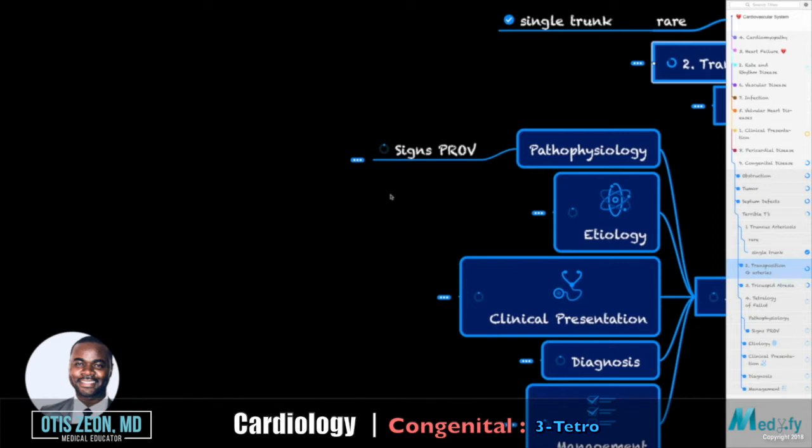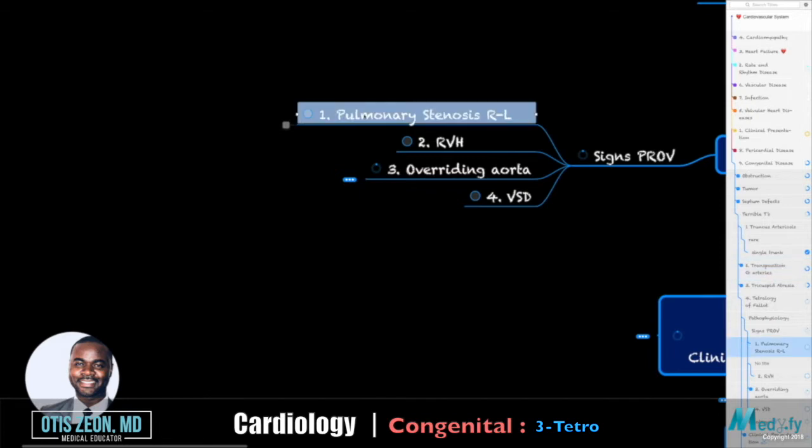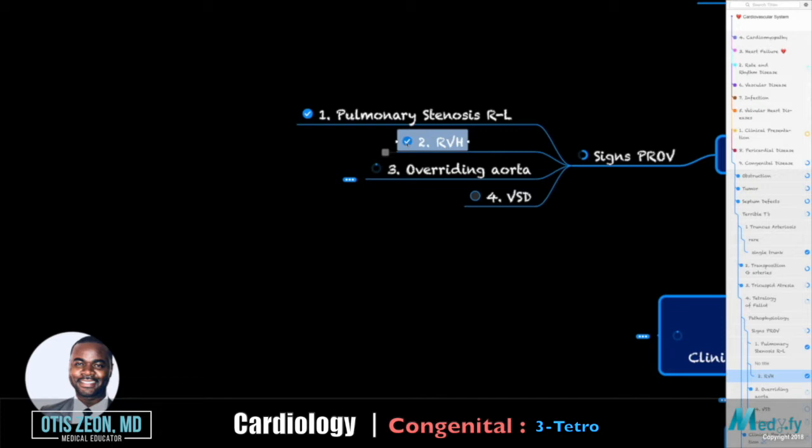In this case here, you have the mnemonic PROV, P-R-O-V. The P stands for pulmonary stenosis. So the patient may have pulmonary stenosis, so it's harder to pump blood into the pulmonary circuit. Therefore that patient may have right to left shunting. Again, when you have right to left shunting, that leads to what? Cyanosis. The patient may have right ventricular hypertrophy, because again, the right ventricle is trying hard to pump into the pulmonary circuit and it's stenotic, so therefore they will grow in size.